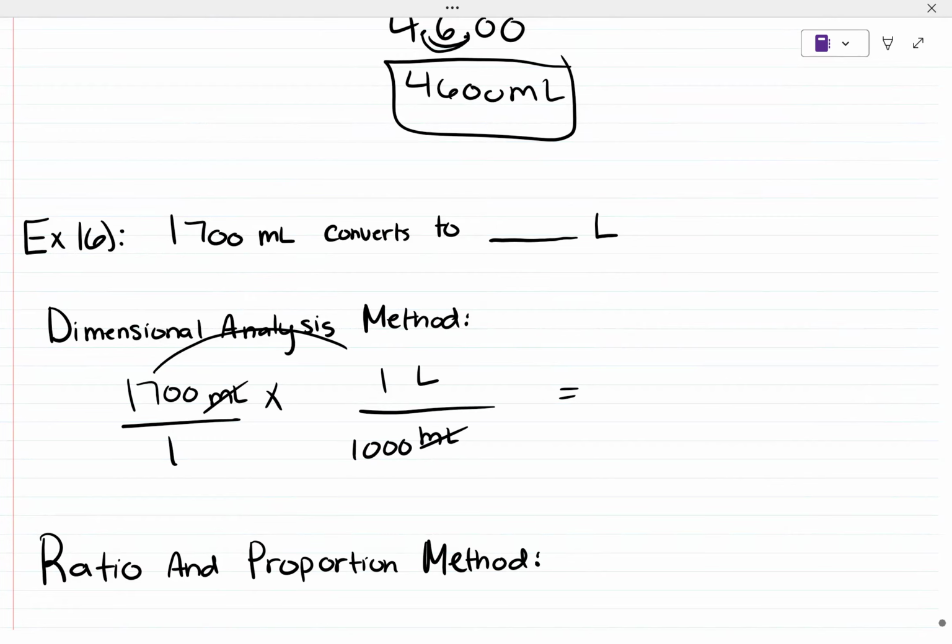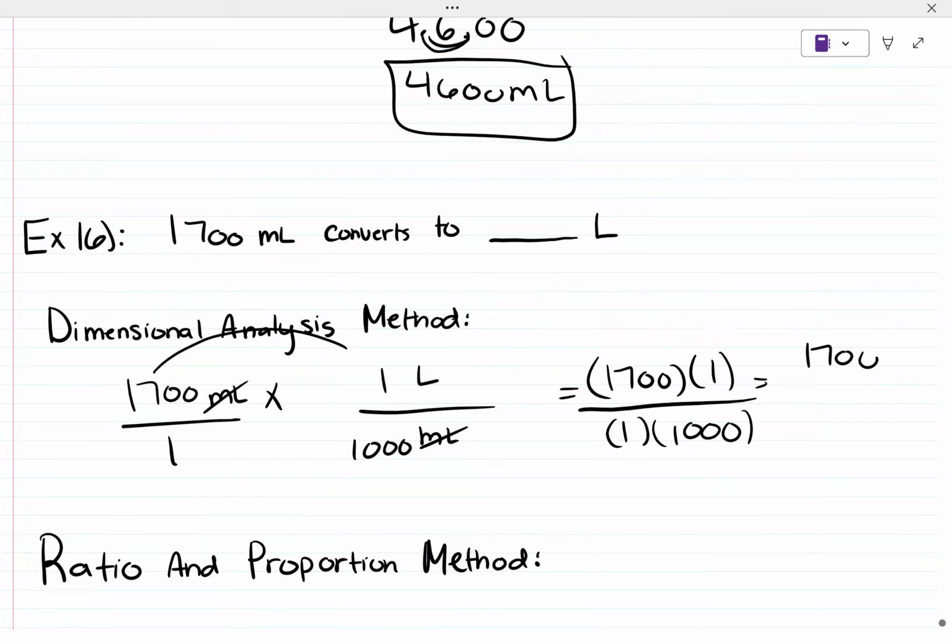So 1,700 times 1 over 1 times 1,000. Okay, so what's 1 times 1,700? 1,700. What's 1 times 1,000? 1,000. And when you put it all together, you should get 1.7 liters.